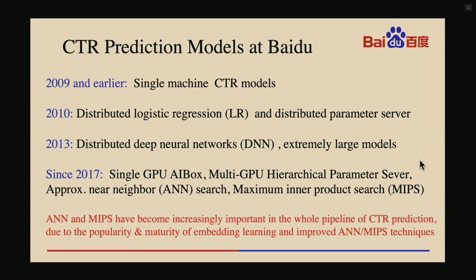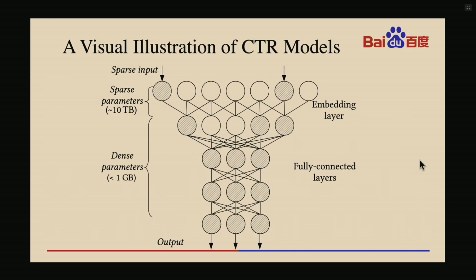So ANN and MIPS have become increasingly important in the whole pipeline of CTR prediction due to the popularity and maturity of embedding learning and improved ANN and MIPS techniques. Okay, so we first use approximate nearest neighbor search to get a small subset. Then we will apply the CTR prediction model on all those candidates. Here is a visual illustration of CTR models.